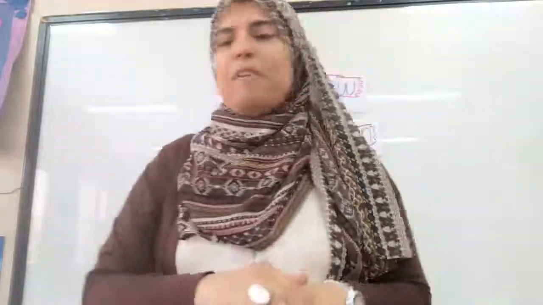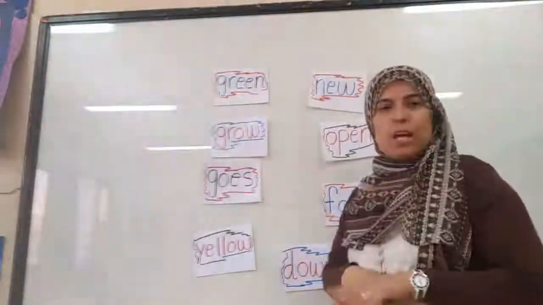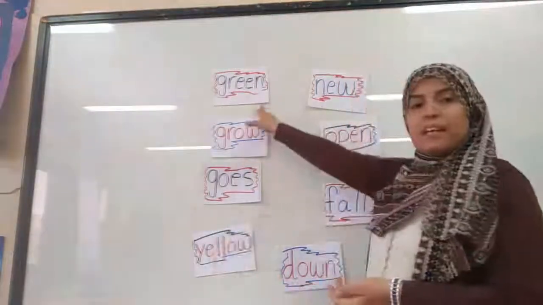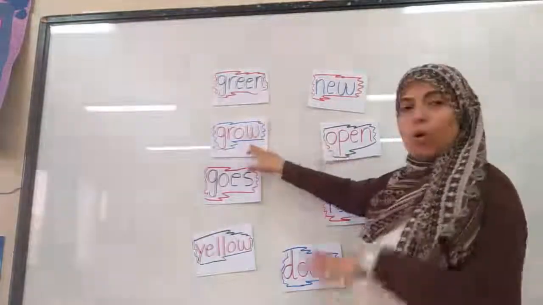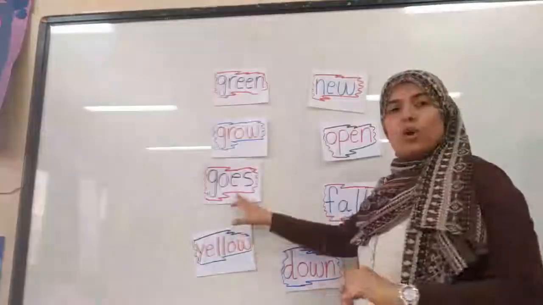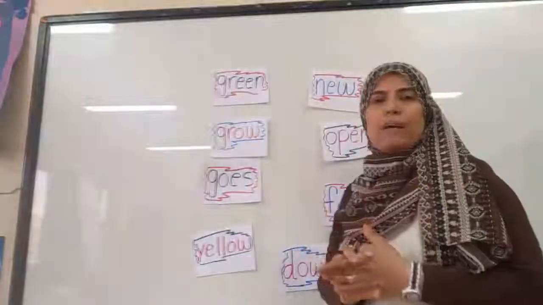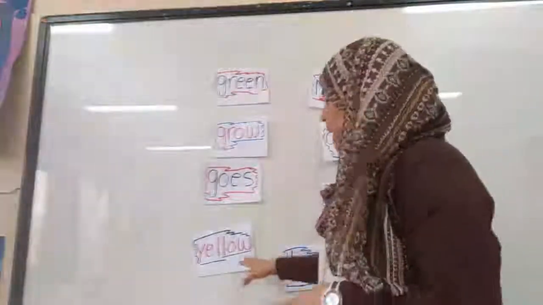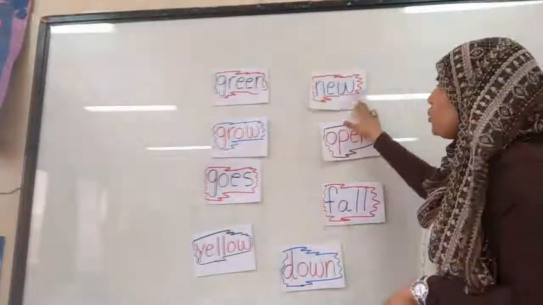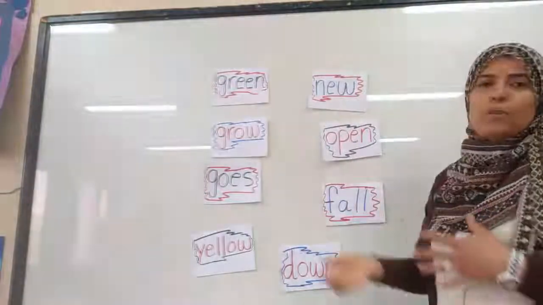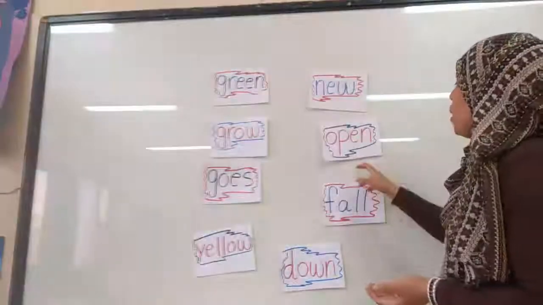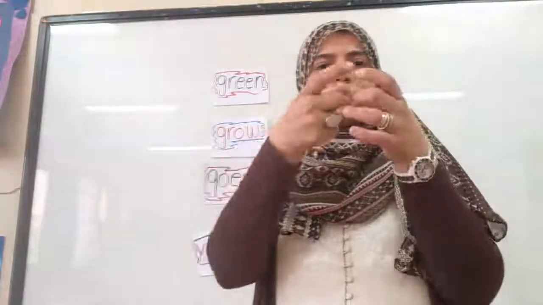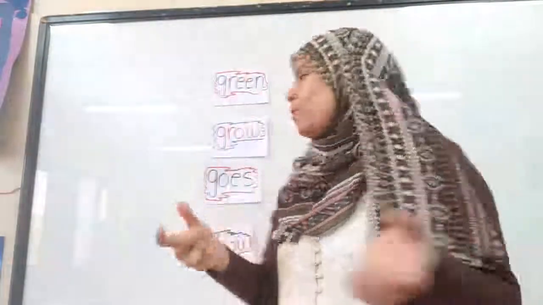Okay, so I have here 4 seasons and I have 8 new vocabulary words. Let's read them together. They are very easy. Green. Grow, to become bigger. Goes, to go, but I say goes when I'm talking about an animal or one thing or a person, he or she or it. Yellow, it's the yellow color, it's very easy. New, something new: I have a new dress, I have a new car, I went to a new place. Open: I open the door, I close the door, or the flower starts to open.